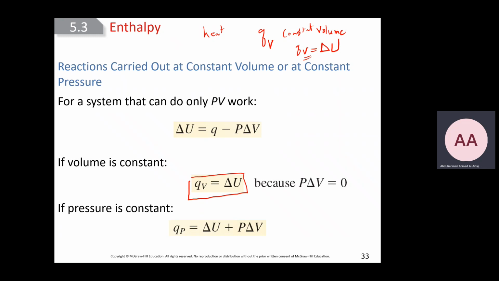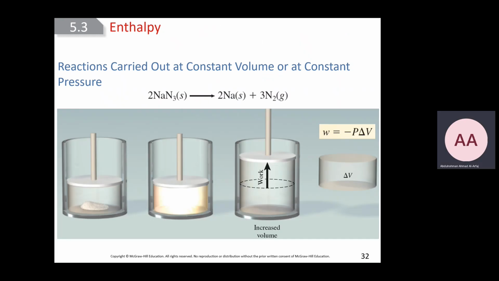Why? Because first I have to say that work is equal to minus P delta V, always, the change in pressure. If we have the work in a piston like this, and the work is done up, then the work is done by the system on the surrounding, and that's why the work will be negative. It equals P, the pressure, times the change in volume, which is the change from here to here.